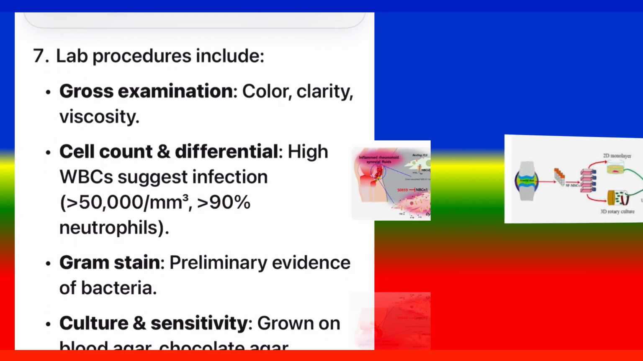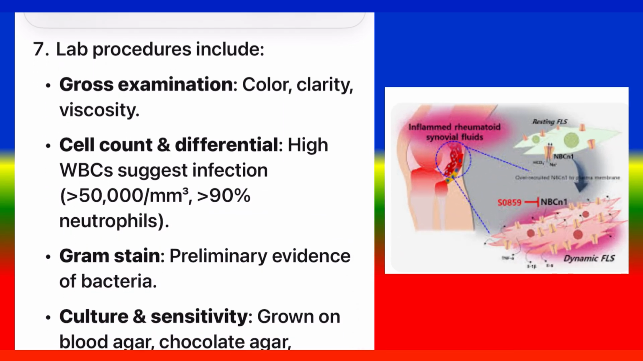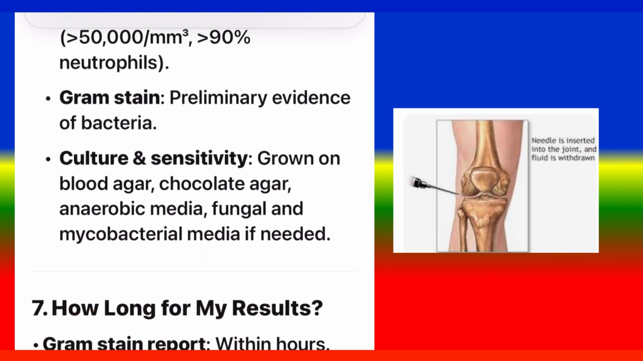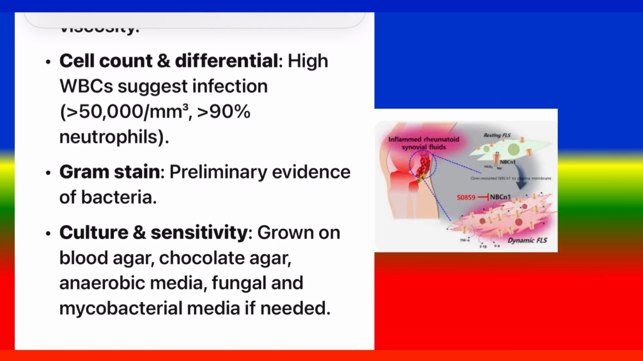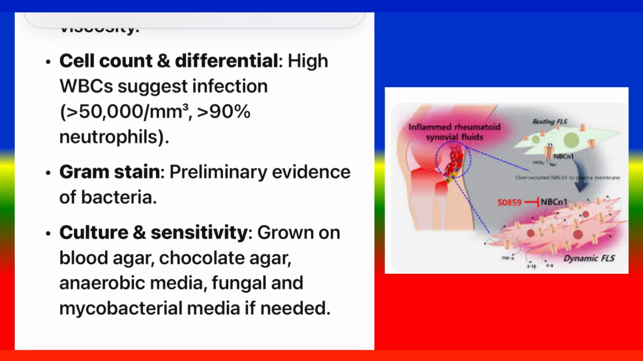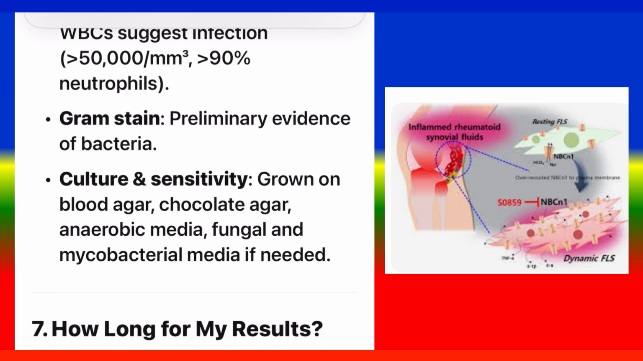7. Lab procedures include gross examination, color, clarity, viscosity. Cell count and differential. High WBCs suggest infection, over 50,000 per cubic millimeter, 90% neutrophils. Gram stain. Preliminary evidence of bacteria. Culture and sensitivity. Grown on blood agar, chocolate agar, anaerobic media, fungal and mycobacterial media if needed.